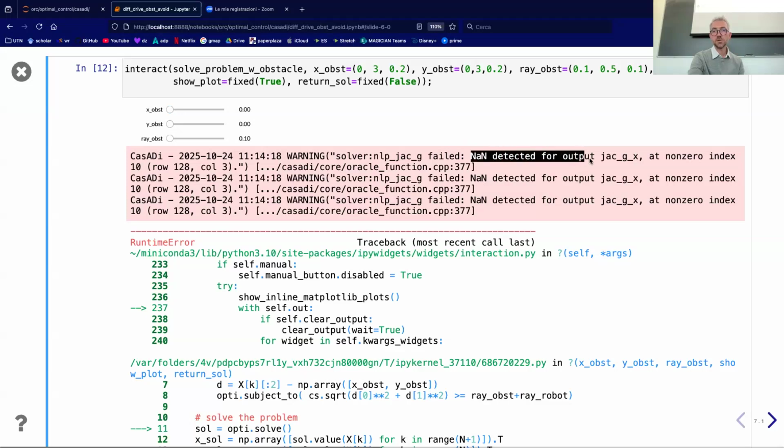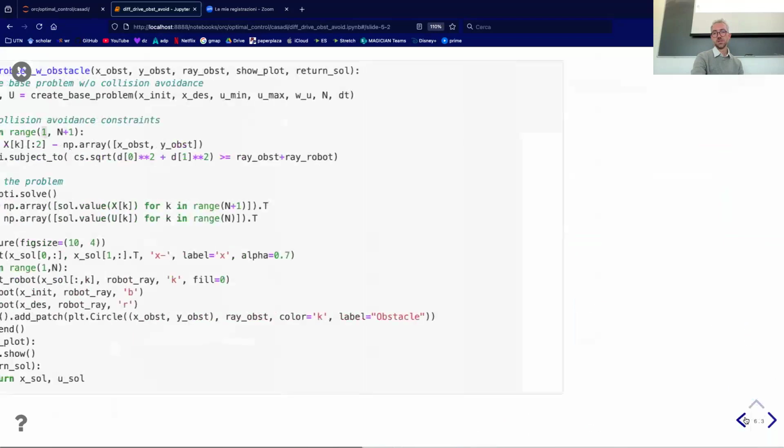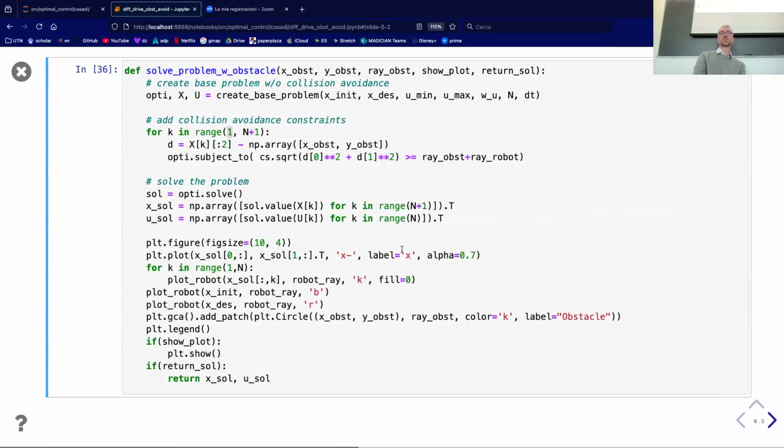Well, if you look at the error message, it says NaN detected. So you know what NaN means? It's not a number. It's typically what you get when you divide by 0. And it's weird that we get NaN. So let's go back to the definition of the constraint, which is this one. Is there anything that could go wrong when evaluating these constraints?